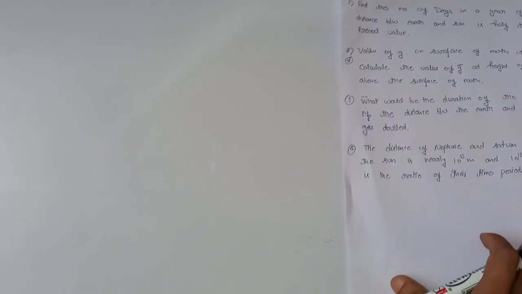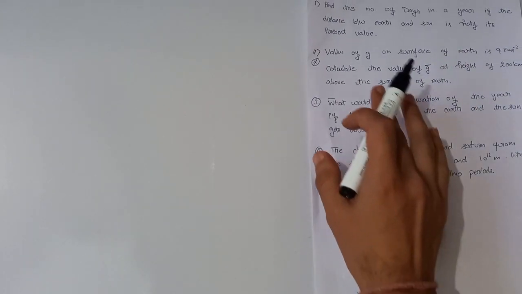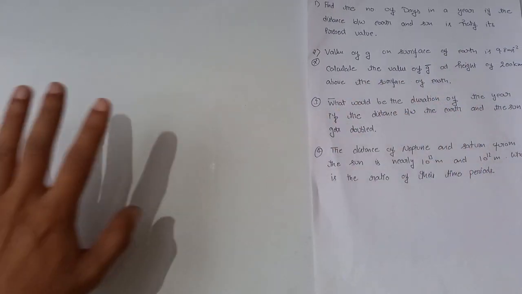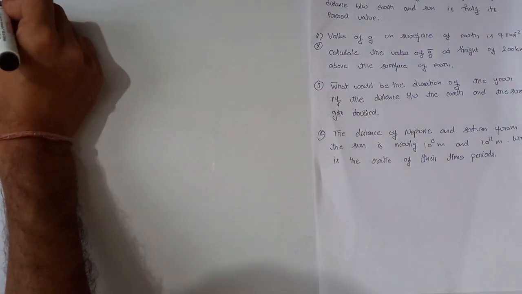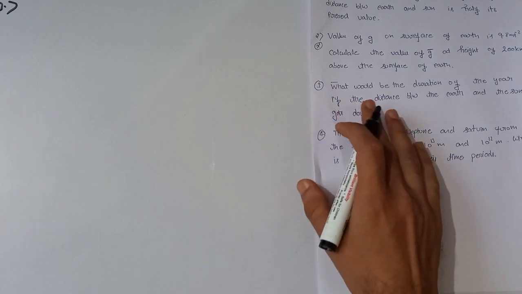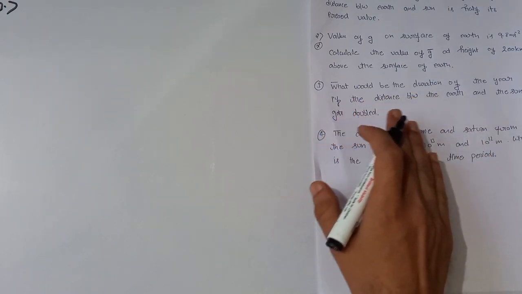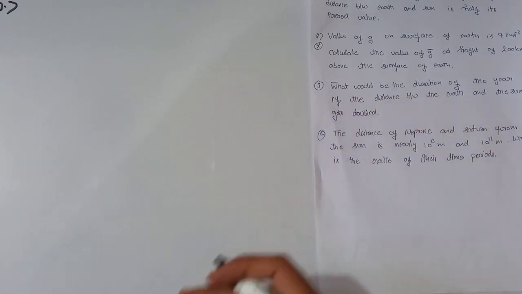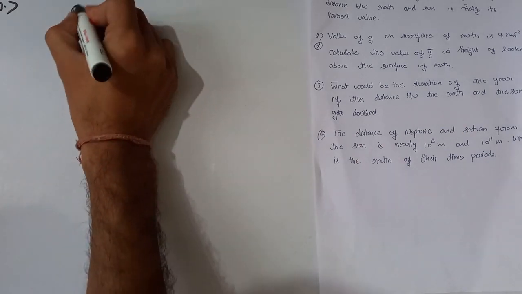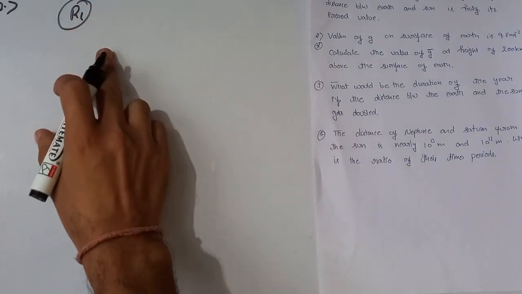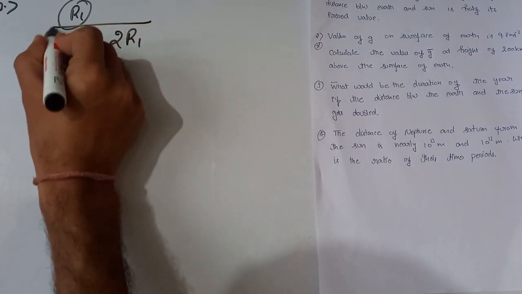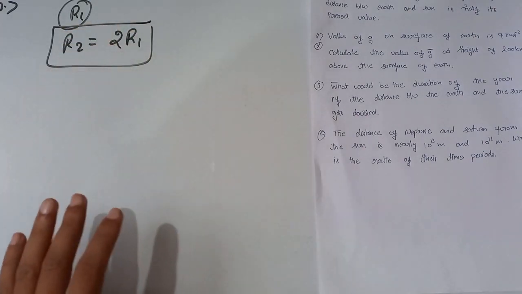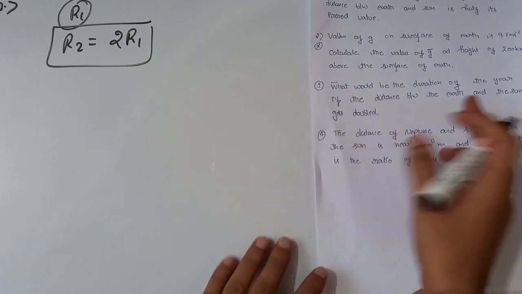Our next question, we will discuss tomorrow. This question is out of today's key points. Now our next question is question number 3. What would be the duration of the year if the distance between the Earth and the Sun gets doubled? Let r1 be the distance between the Earth and the Sun, and r2 its second distance if it is doubled. We have to calculate the duration of the year.